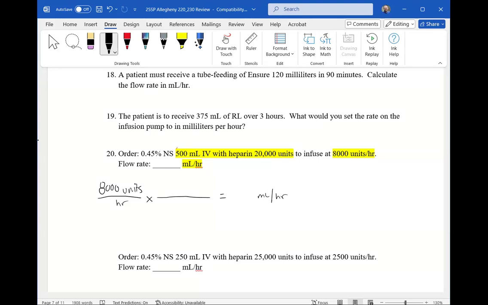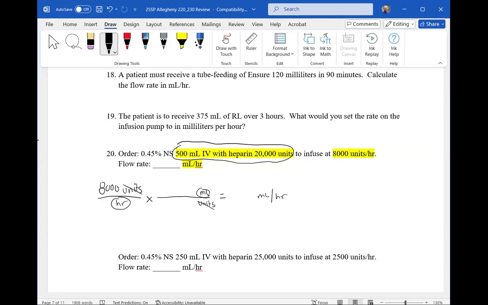Well, I can. And the way I can is, what do I have available? I have heparin, 20,000 units in a 500 milliliter IV solution. So before I write any numbers, I'm just going to write units, milliliters. I'm going to cross out units, and I'm going to be left with milliliters per hour, which is what I'm looking for. So before I do any math, I know that I at least have a strategy that should get me to the answer that I'm looking for.